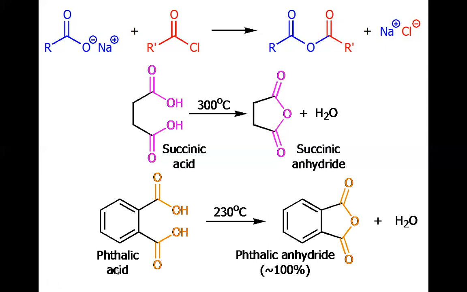Another example is phthalic acid, and at high temperature, we may make phthalic anhydride in almost 100% yield.